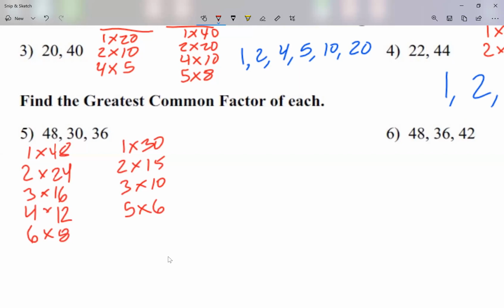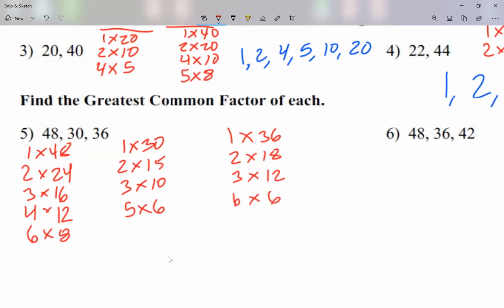Now let me find my factors of 36. I'm going to go 1 times 36, 2 times 18, 3 times 12, 4 and 5 don't work. Then I have 6 times 6. If I'm writing a list of factors, I'm only going to write 6 once, right? 6 works, so 6, but I stop here.